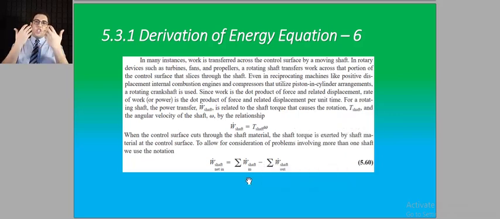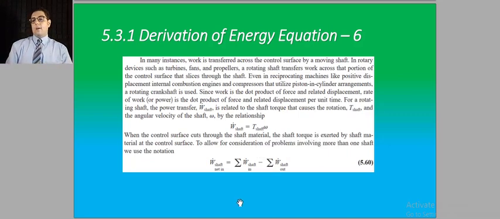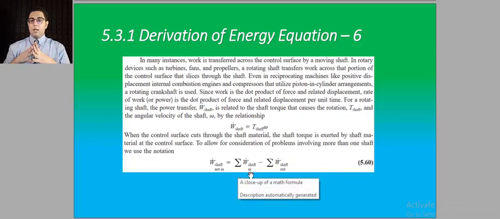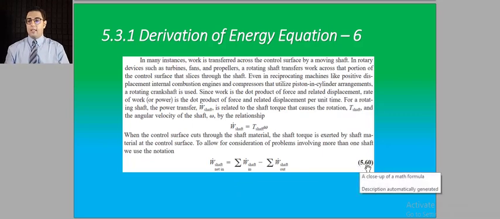When we are dealing with a turbine shaft or compressor shaft or any kind of shaft, the work is defined as the torque of the shaft multiplied by the angular velocity, because it's turning. So the combination of the work getting in and getting out is the total shaft work, which is defined as equation 5.60.